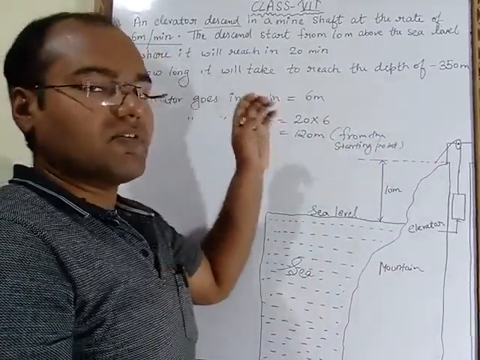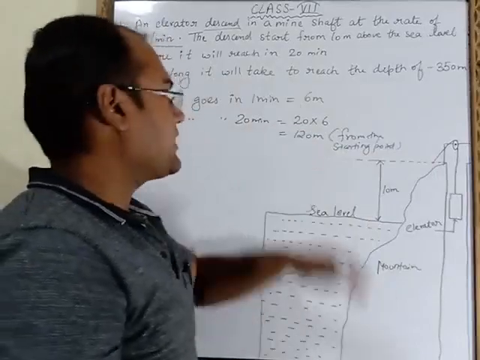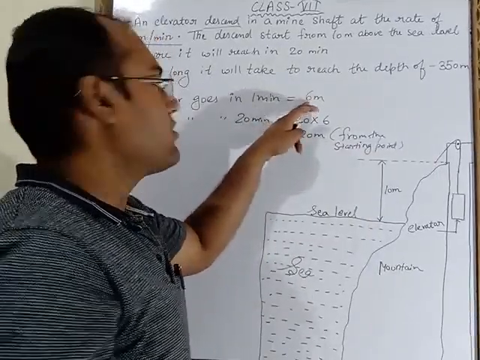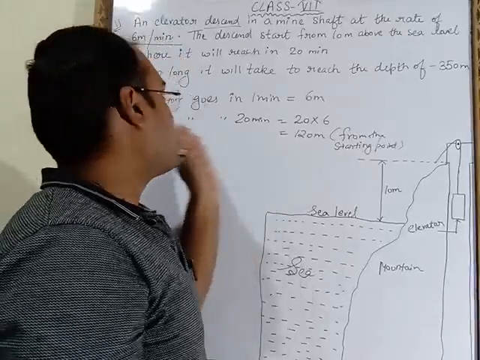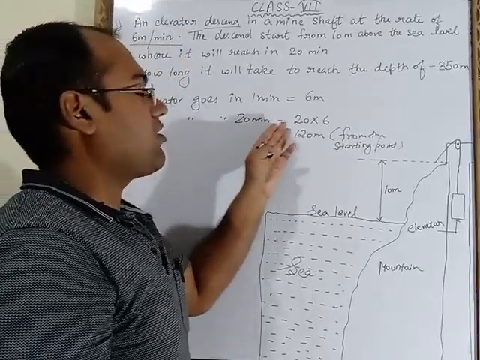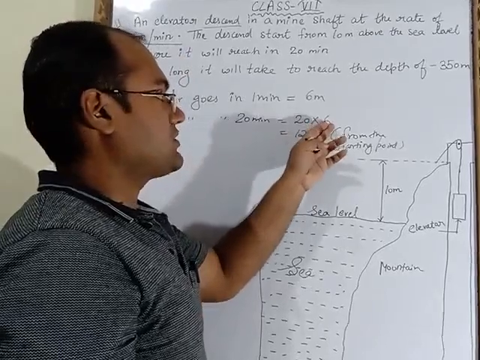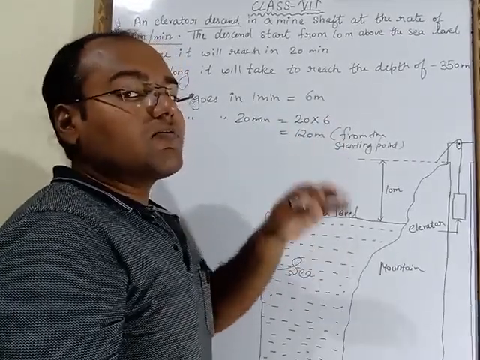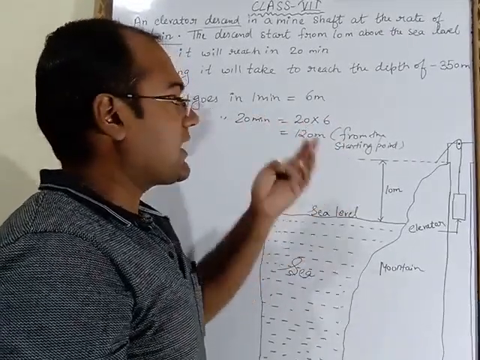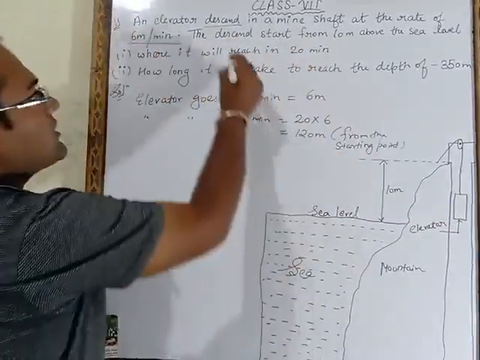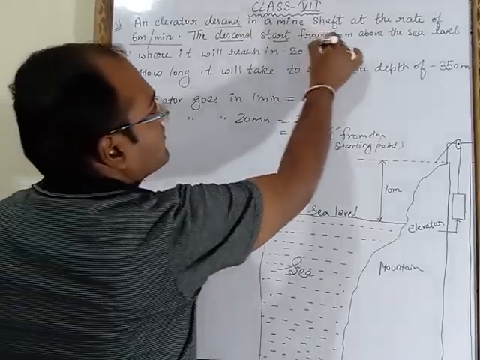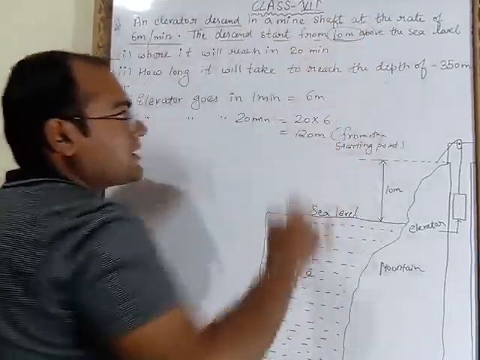In 1 minute the elevator is going down in the mine. How much? 6 meter it will go. But we have to find where it will reach in 20 minutes. So the elevator goes in 20 minutes. How much distance will it go? 20 into 6, 120 meter it will go. From where is this mining starting? Mining is starting from 10 meter above the sea level. It is given in the question. The descent starts from 10 meter above the sea level.